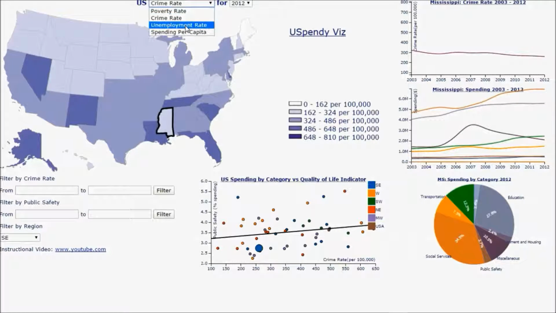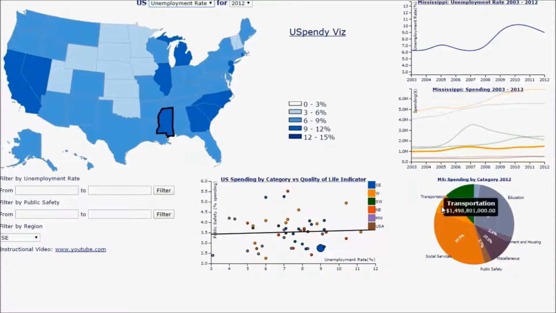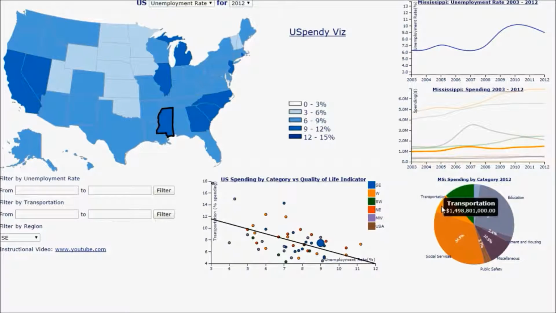Let's take a look at another category, for example, unemployment rate. Let's see if unemployment rate is affected by transportation. This appears to have a much stronger correlation. I think it's safe to say that as spending on transportation increases, the unemployment rate appears to decrease.